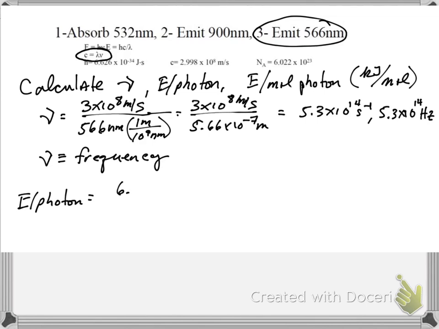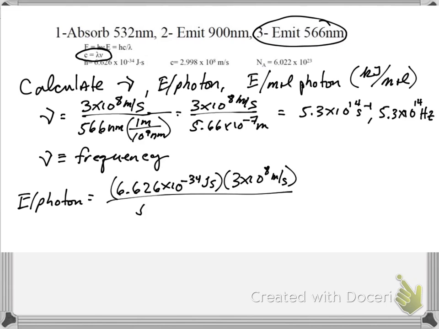If we want to calculate the energy per photon, we can take h and c, they're constants, divided by the wavelength, 5.66 times 10 to the minus 7 meters, and we get 3.5 times 10 to the minus 19 joules per photon.